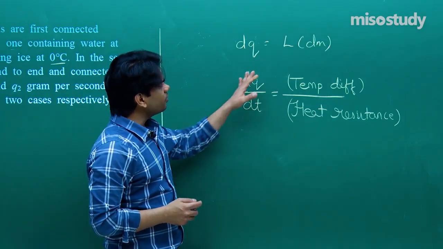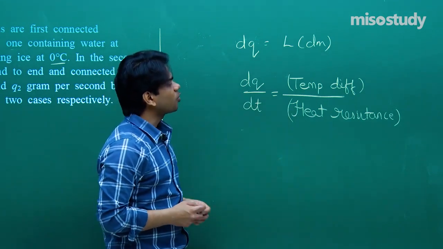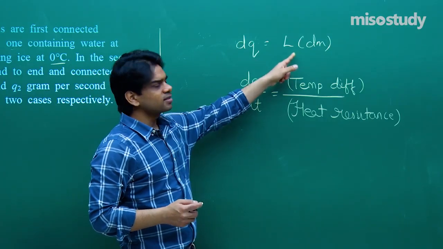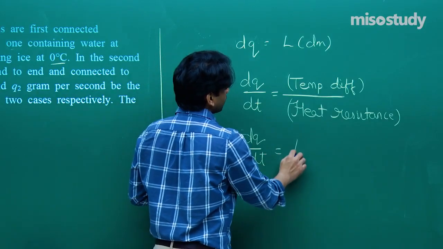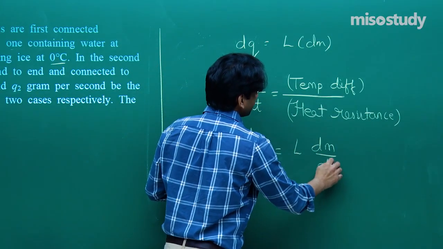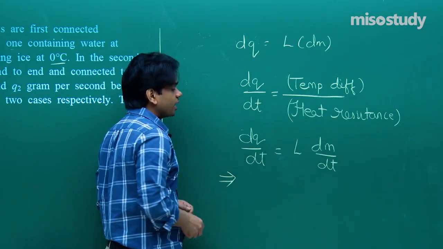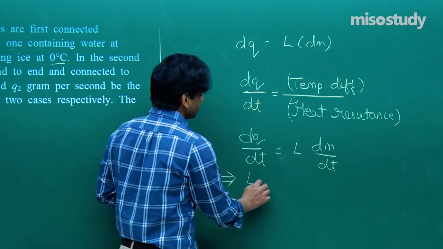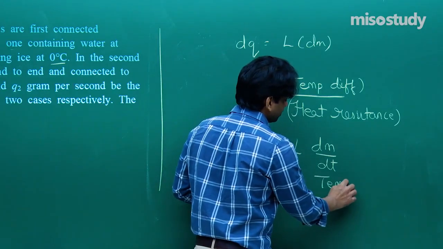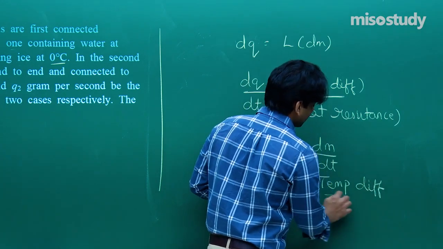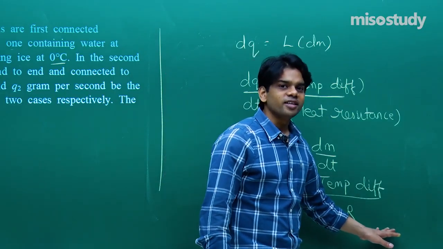Now from here, can we relate these two equations and try to relate dm with temperature difference upon heat resistance? If I divide dQ equals L dm by dt, I get dQ by dt equal to L into dm by dt. Next, we can write that L dm by dt will be equal to the temperature difference divided by heat resistance, that is R. So we reach this equation. Take note till here.